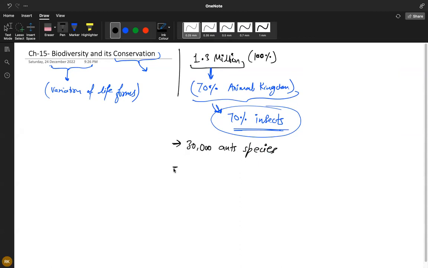And if you look at beetles, beetles are even higher. They are around tenfold higher than ants. So there are around 3 lakh beetle species.